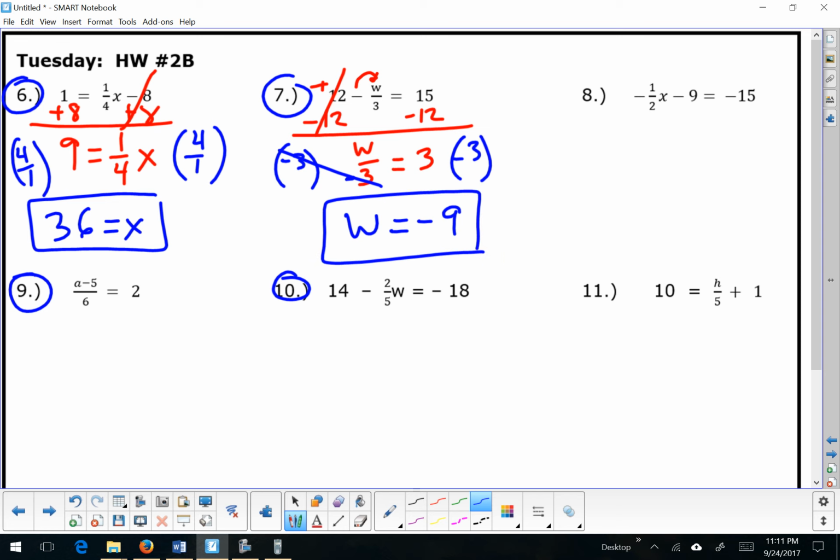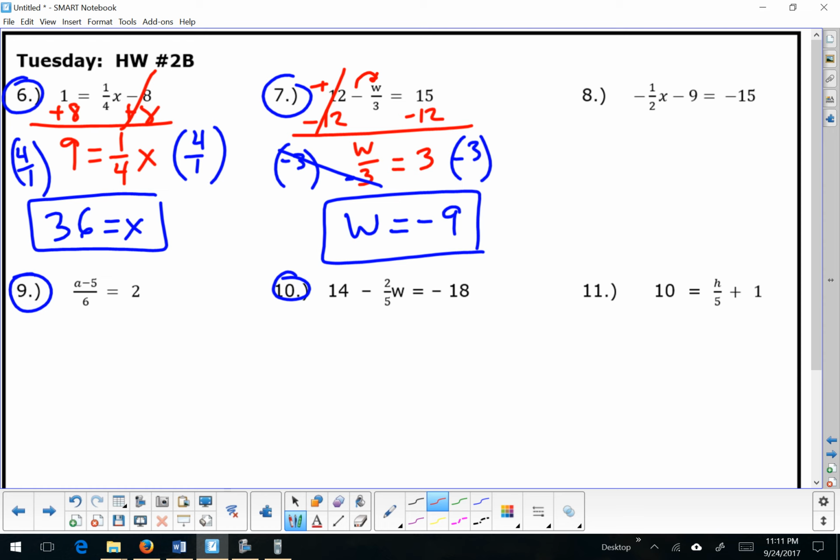Alright, let's take a look at these next two, which look a little different. Now let's see here. The variable's on the left, but see this minus 5? See my constant here, minus 5? If it's located inside of a fraction, you cannot add 5 to both sides, because if it's part of a fraction, you have to break that fraction up first.